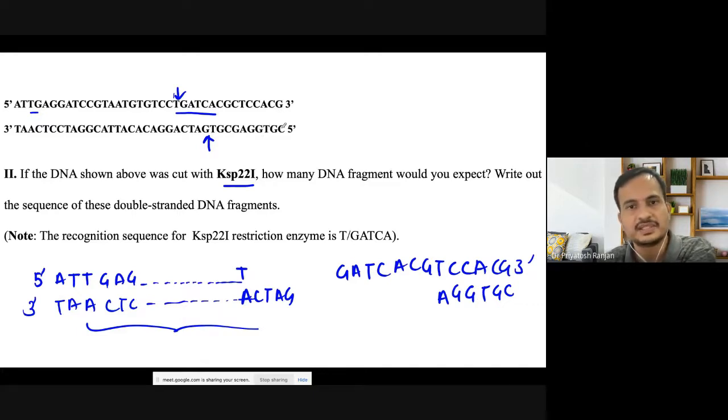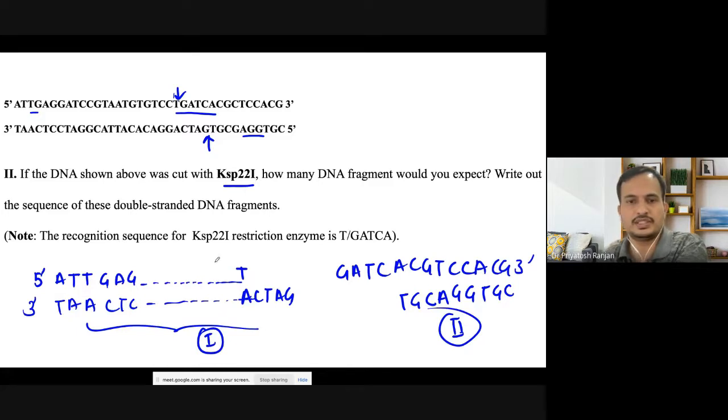Am I making any mistake? C G T G G A. Or maybe in the upper strand, G A T C A, G A T C A, C G C T C C, C G T C C, A C G. So I think it's going to be here C and then G and then a cut after T. So you are again going to get 2 fragments, 1 and 2.